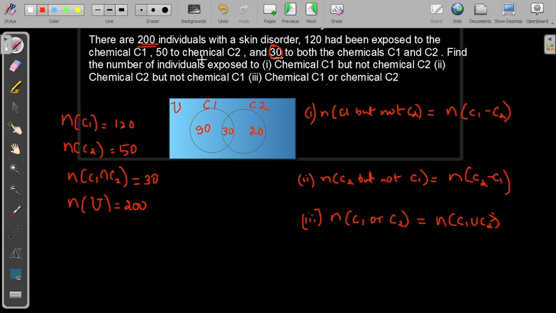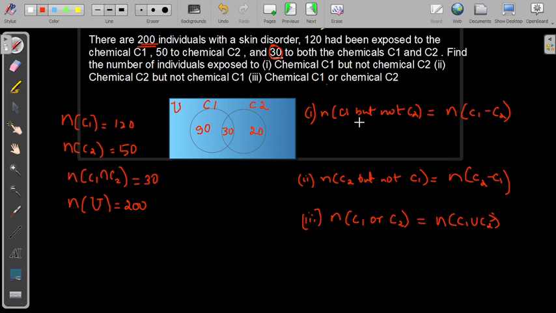Next, the number of people exposed to chemical C2 is 50. So I have written it here, it is 20. That is because 30 is already written, so the remaining would be 20. 30 plus 20, 50 people are exposed to chemical C2. So this is how to write the Venn diagram first.